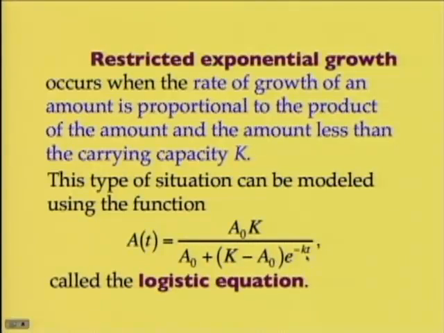But there is a pattern to what's going on here. This is called the logistic equation, and this is something that you'd be given to use as a model in some type of situation. We just have to fill in the blanks. A sub 0 is our initial population, K is the carrying capacity, and this k is not the growth rate anymore, but it is some kind of constant that we would need to solve for.